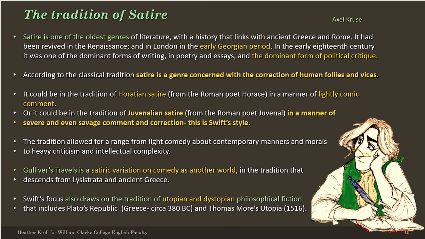In other parts of the journeys, the satire is really savage. And that's the tradition of Juvenalian satire. And that's another Roman poet called Juvenal. So somebody who's juvenile needs correction. So the Juvenalian satire is a manner of severe and savage comment and correction. And that is Swift's style. So we're looking at savage satire.